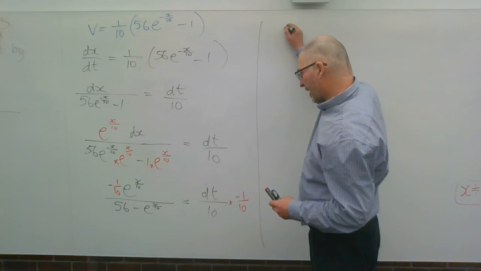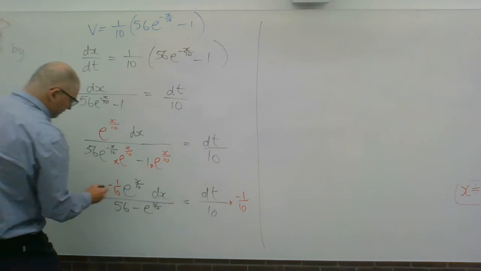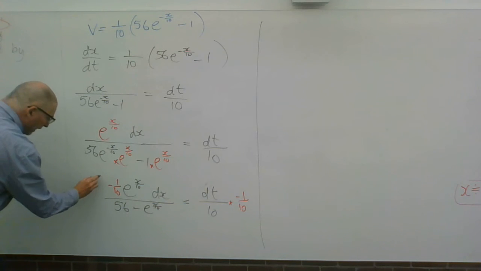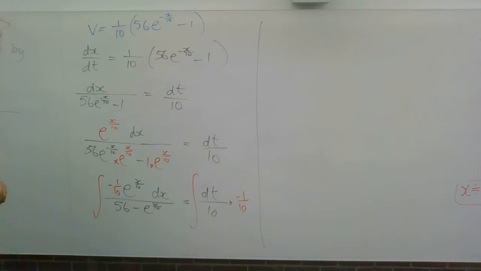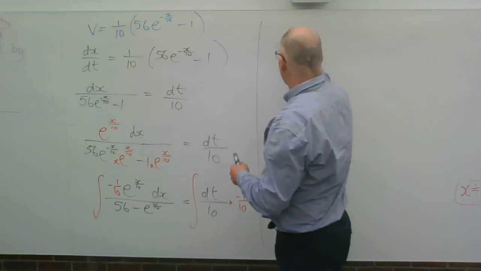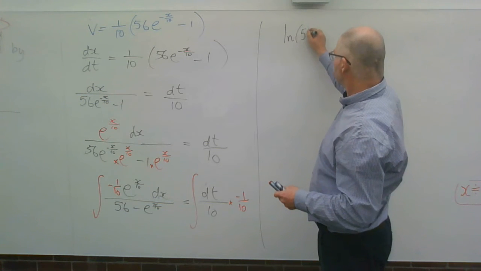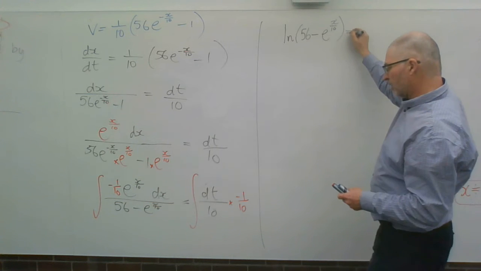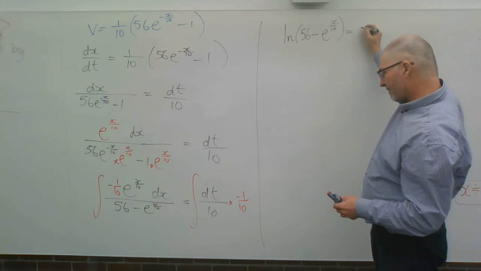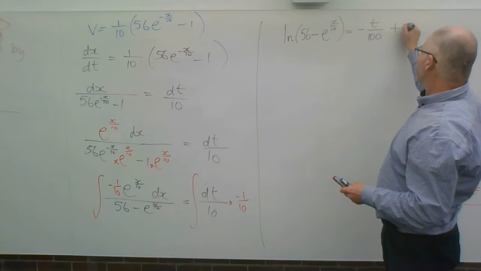So if that should have a dx, if I now integrate this side and integrate that side, I'm going to get the natural log of 56 minus e to the x on 10 equals minus t on 100 plus c.